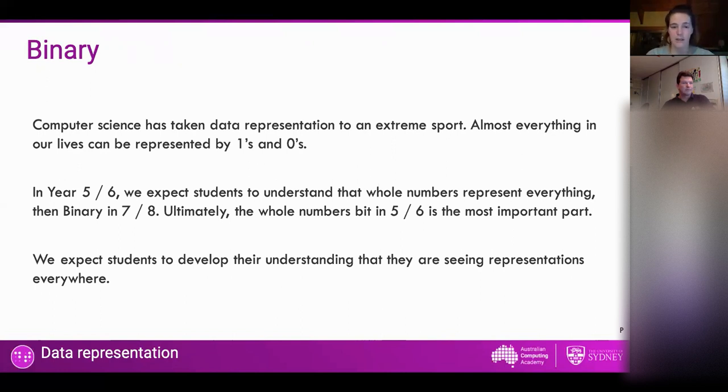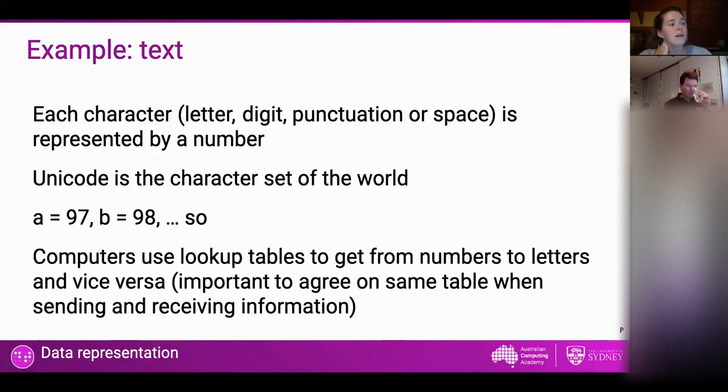That's what we really want to get across in the curriculum quite early on, late primary, early secondary, that everything can be represented in whole numbers and that can be done using the binary system. And it's something that you can appreciate and notice everywhere. So as an example, we use the binary system in text as well. Each character is represented by a number. Unicode is like a table that lets us look up and translate. So a lowercase a is 97, b 98.